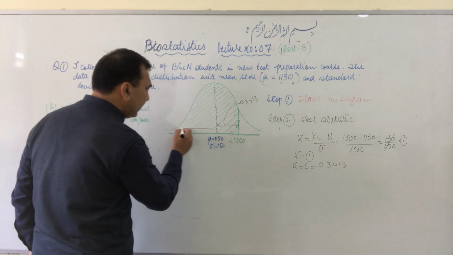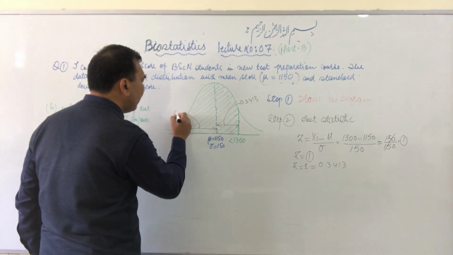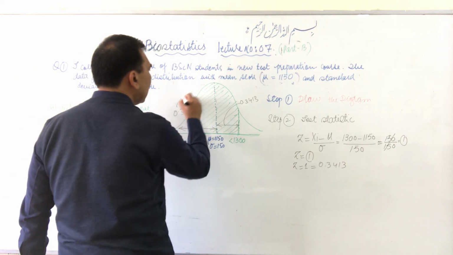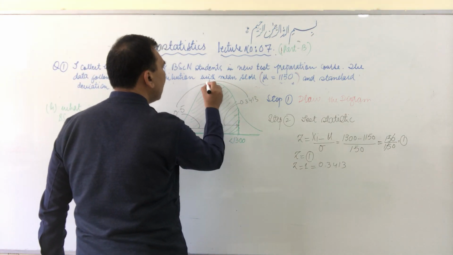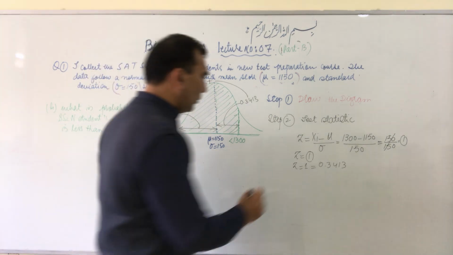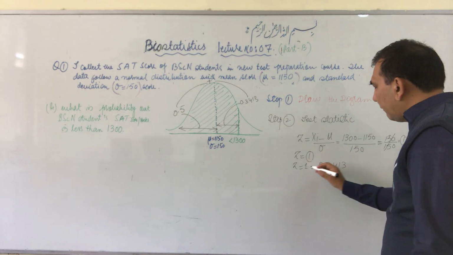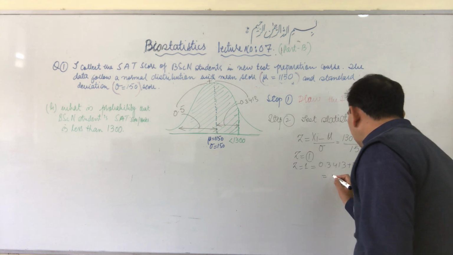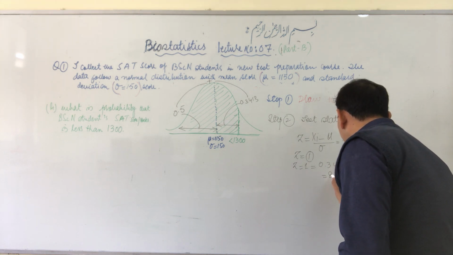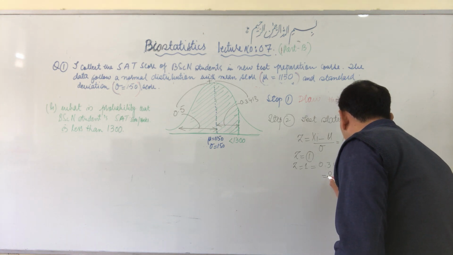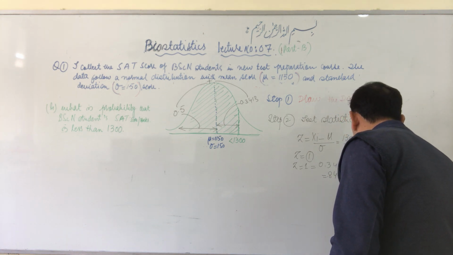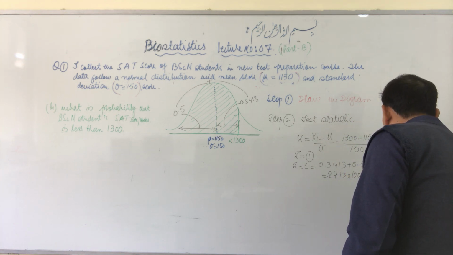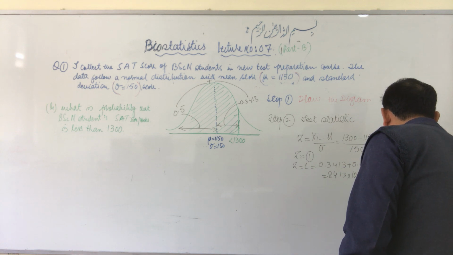From here to here it is 0.5. So we add both values. For the z-score of 1 we add 0.5 and 0.3413, which gives 0.8413. If we multiply it by 100, it will be 84.13%.